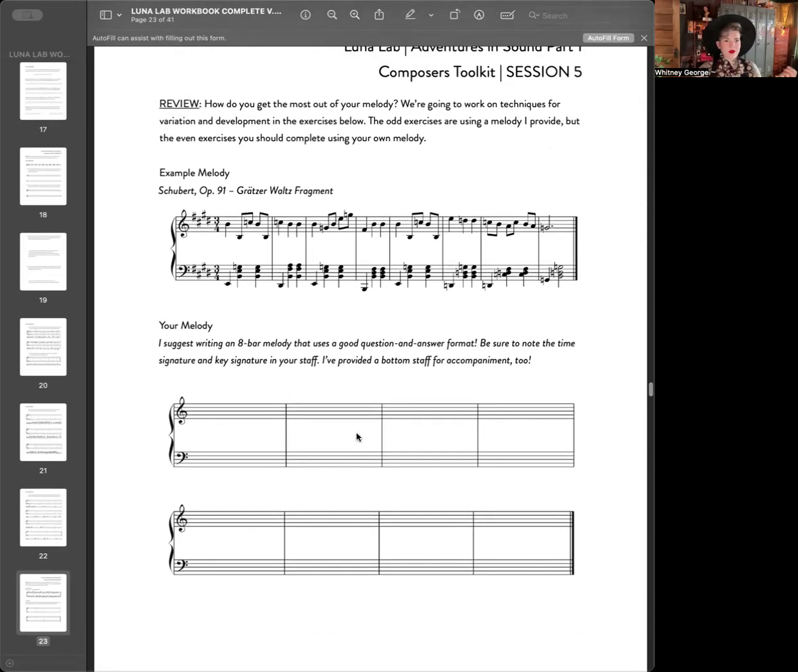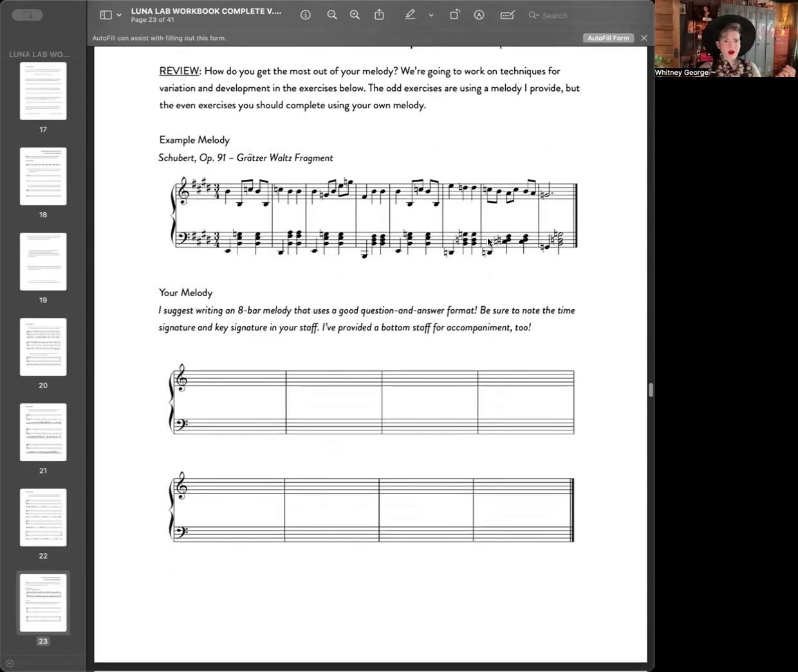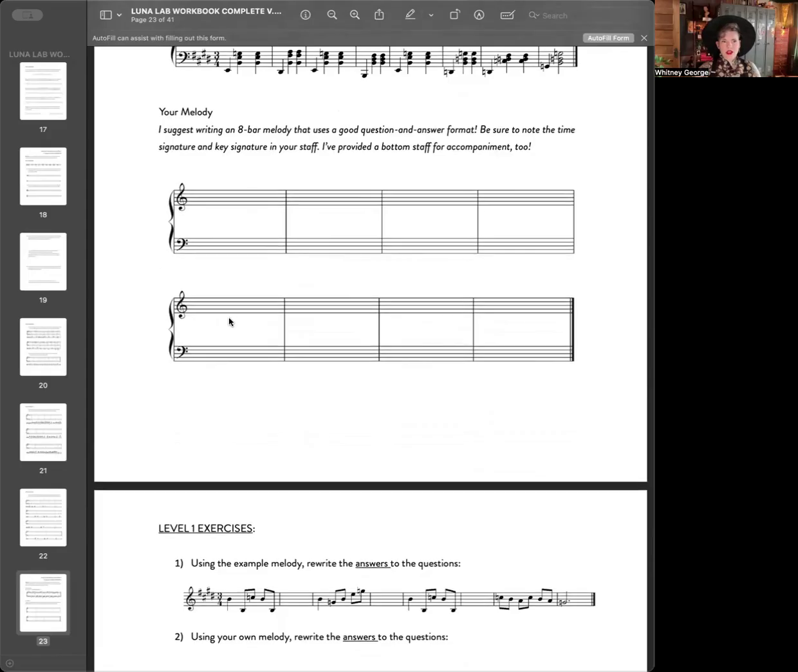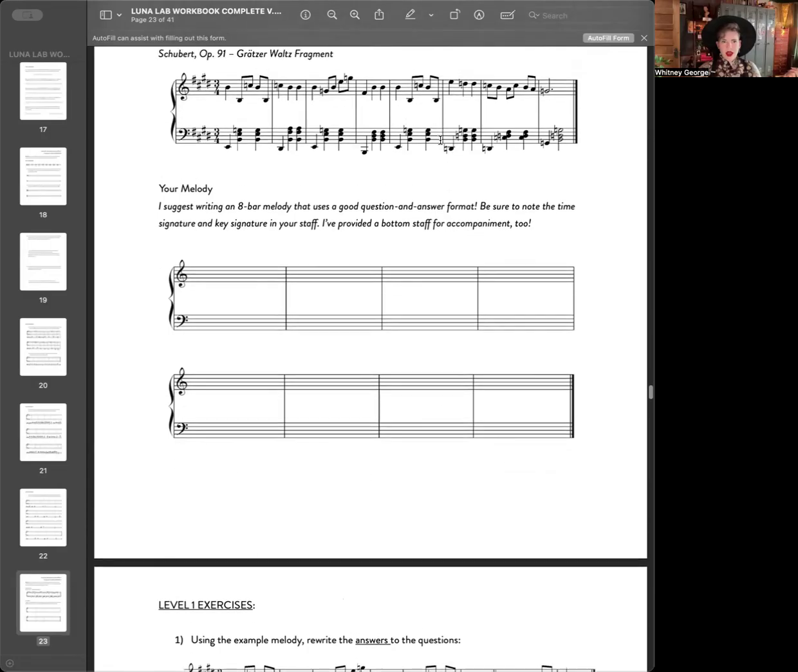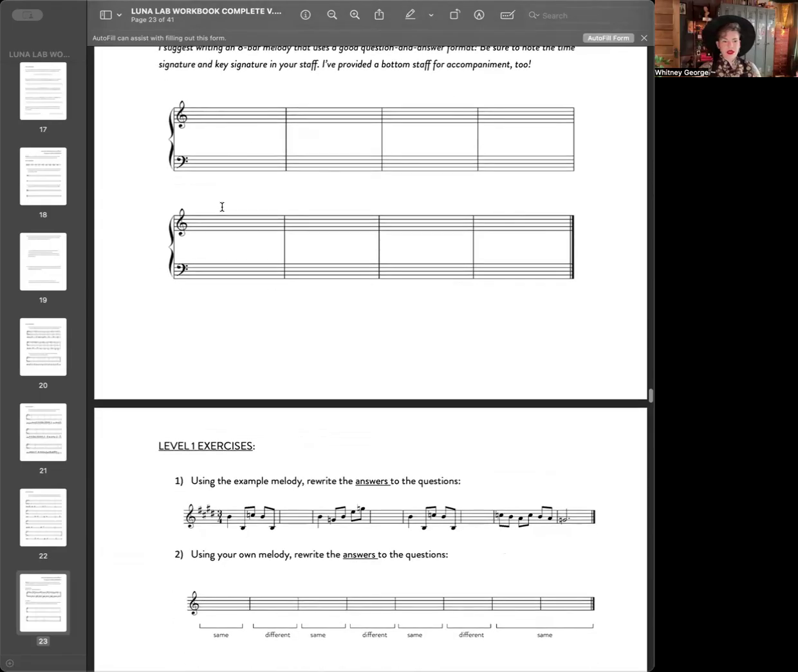So, for example, we have a melody, a waltz melody. In this exercise, I suggest writing an 8-bar melody that uses a good question and answer format, potentially making use of some of the things that you see here, whether it be the accompaniment and changing around the melody or changing around both aspects, totally up to you. There's a lot of freedom that happens with these exercises.